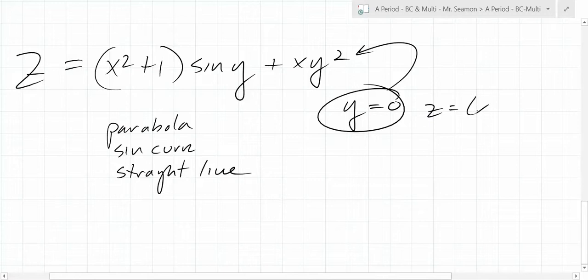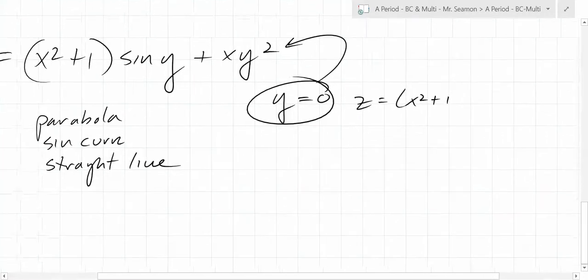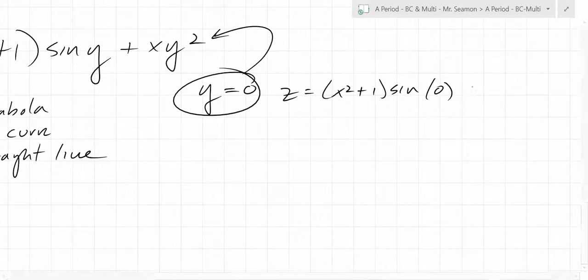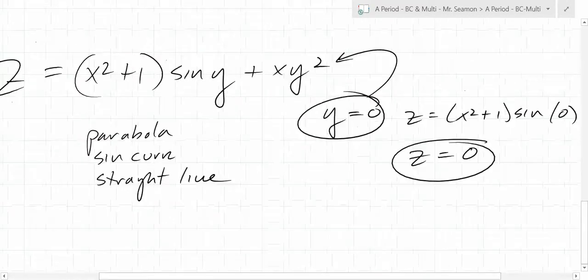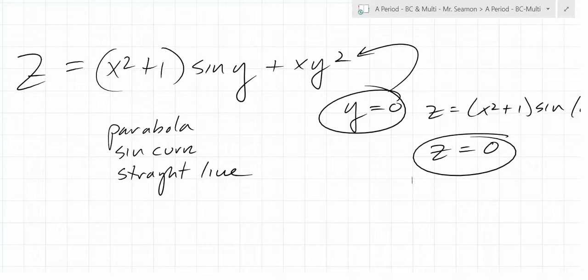So what do you end up with? z is equal to x squared plus 1 times sine of what? 0, so 0 plus 0. So what do you end up with? 0. That's a plane. Is that any of the three we wanted? No, it's not. But that's what we're doing: testing out values for x, y, or z and seeing if we can generate each of these things.